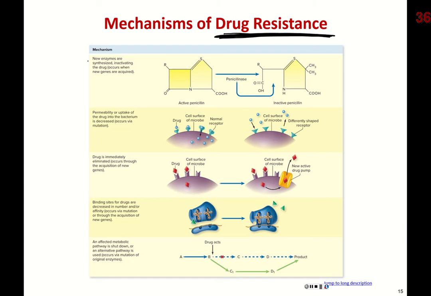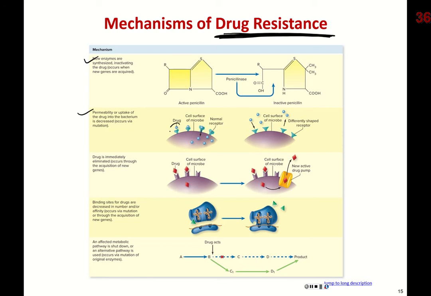Sometimes they create new enzymes. So think of that beta-lactamase. Well, beta-lactamase is just one example, but there are other kinds of enzymes that could help break down the chemical, and therefore it's no longer toxic to the bacteria. Another thing that they can do is change their cell surface so that they cannot uptake the drug.